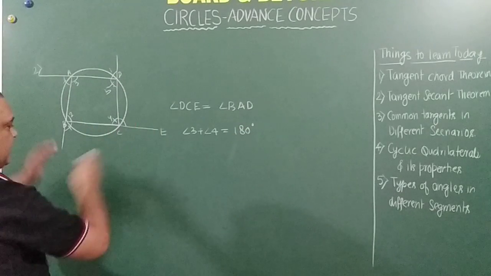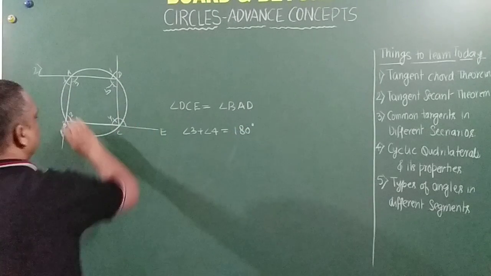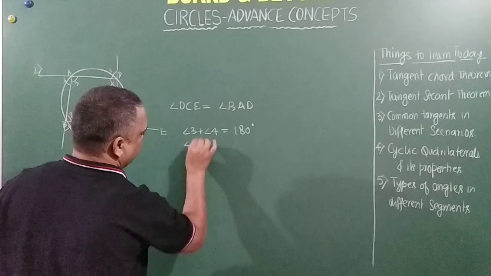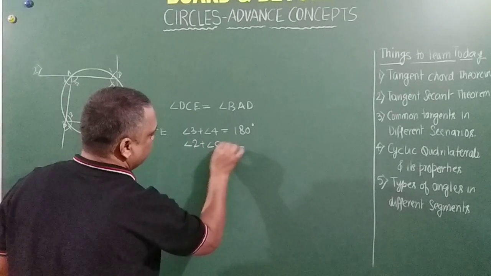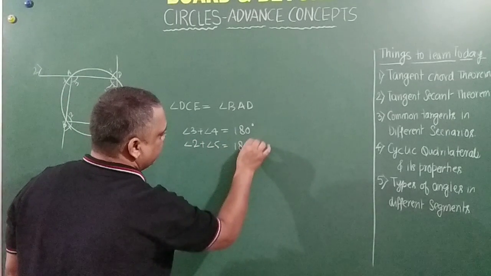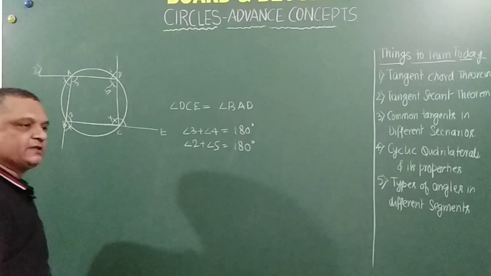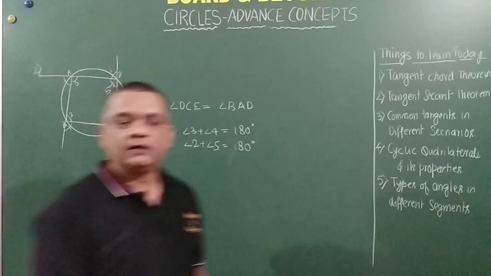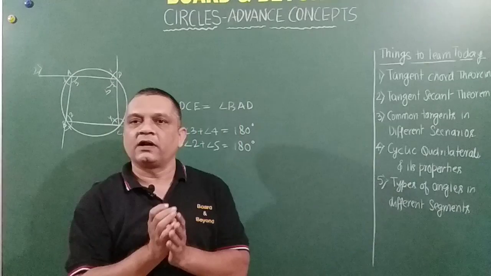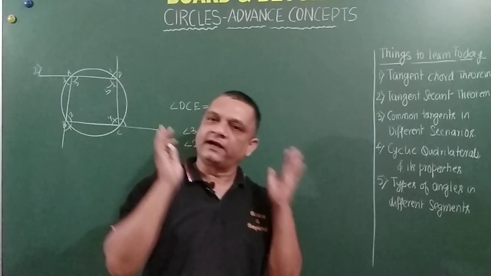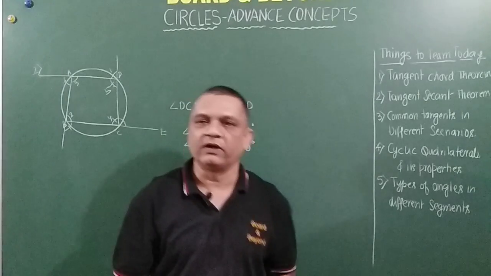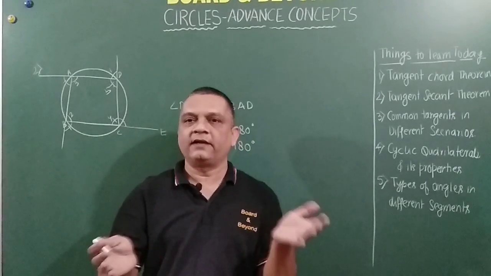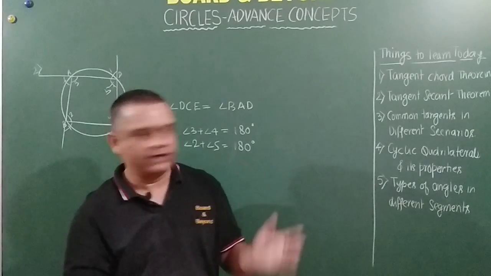Whatever shape the cyclic quadrilateral may be, that doesn't matter. Angle 2 plus angle 5 is again 180 degrees, whatever may be the shape and size of the cyclic quadrilateral. So in a circle you can fit a rectangle, you can fit a square, you can fit a trapezium, right? All this is possible, right?